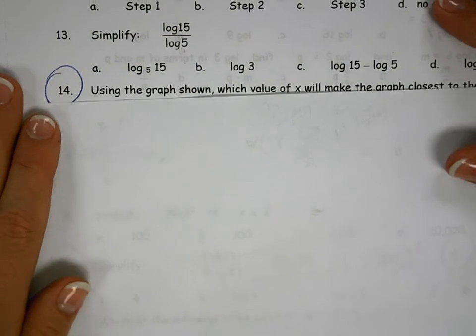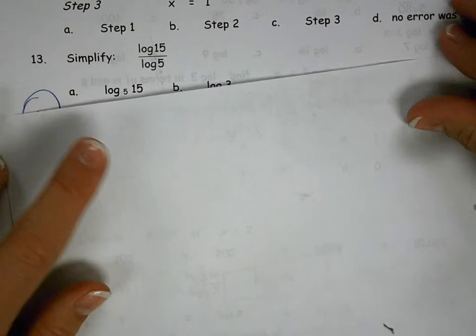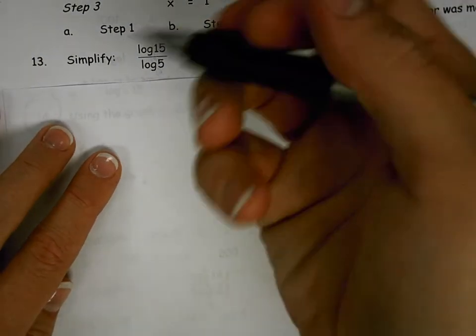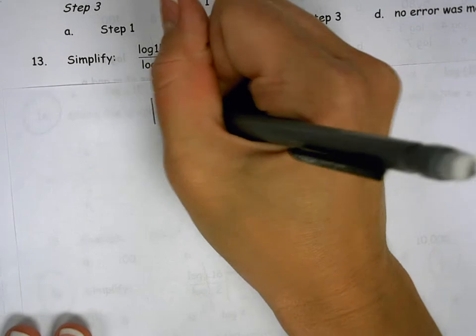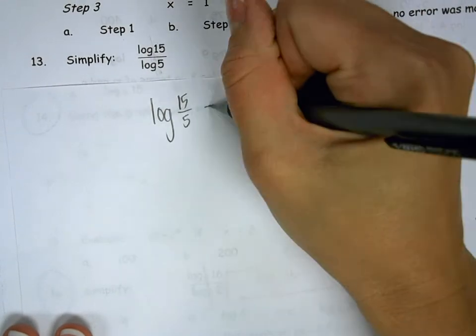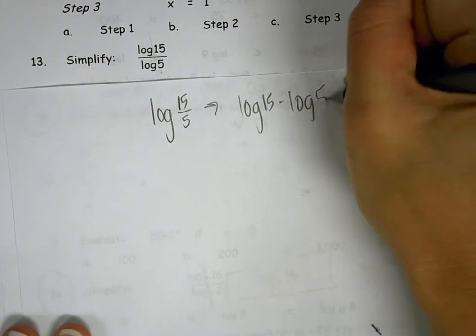Do you guys want me to talk about 13? We'll just move on. Do you guys remember this one? You drop the ones, right? You can't, well, you don't drop the logs in this one. Normally, when we are expanding or condensing, you'd have log of 15 over 5, and that would change to be log 15 minus log 5 when you expand it.